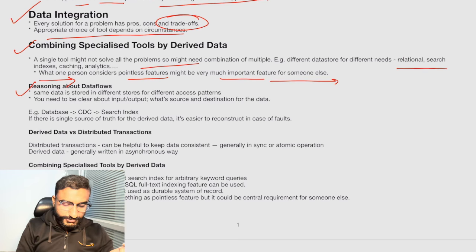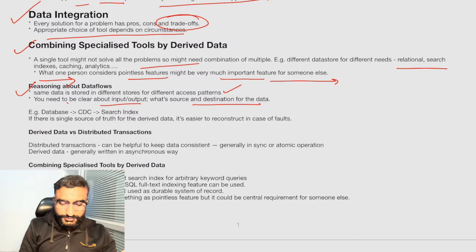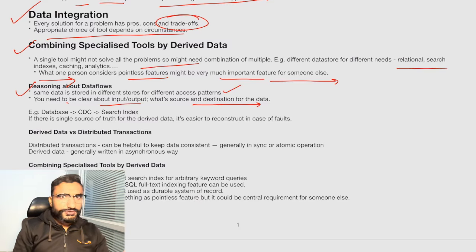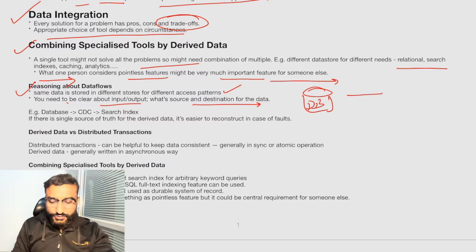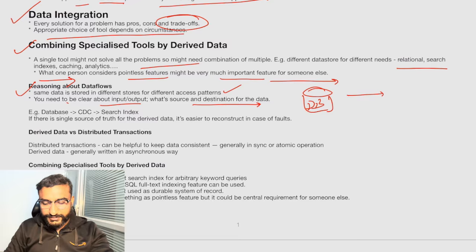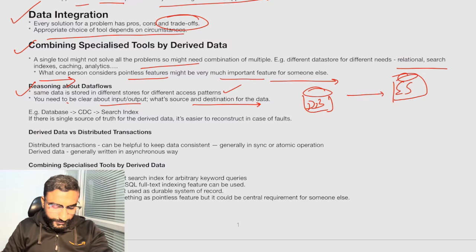Reasoning about data flows. The same data is stored in different stores for different access patterns. This we already discussed: for different problem statements, we choose based on that. You need to be clear about input and output, the source and destination of the data. Let's understand this with an example. Say you have a relational database, and you also want to store this data in a search index, let's say Elasticsearch, to provide search filters on top of it.